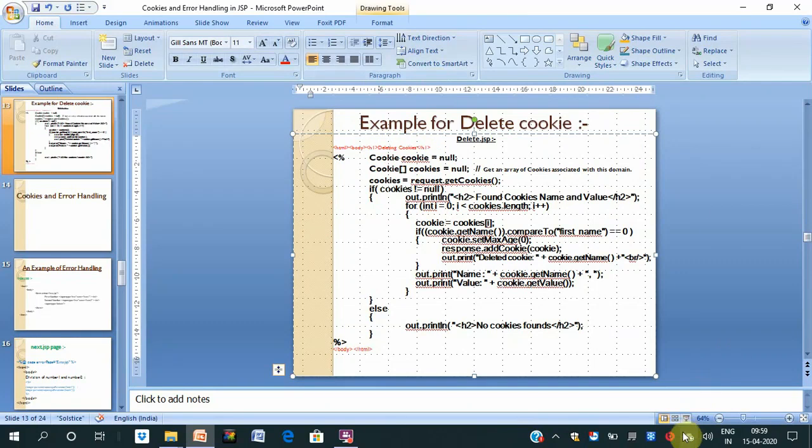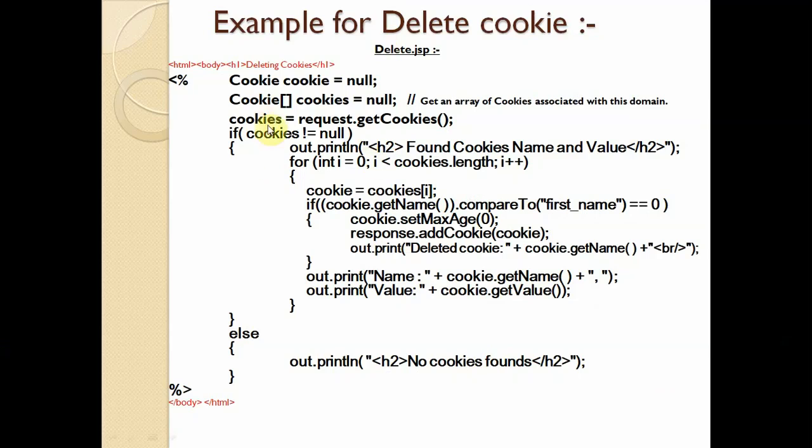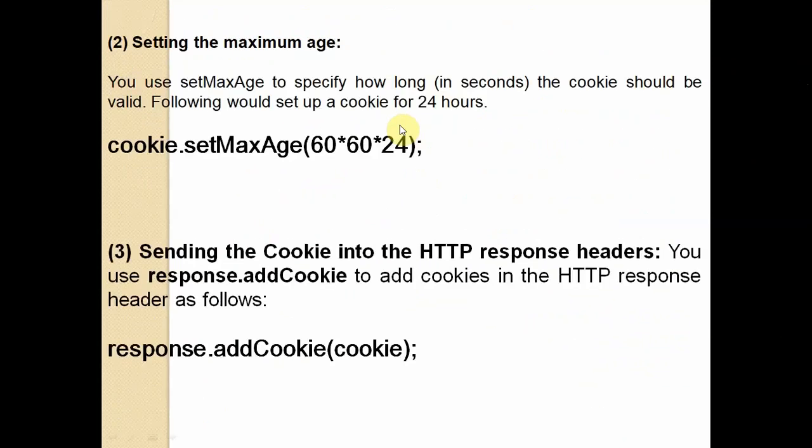This is deleting cookie, and we have two cookie variables. One is an object of Cookie, and the other is an array type. Cookies square bracket means it represents an array of cookie, and initially both are null. Now we are writing request.getCookies, which means we will read all the cookies.